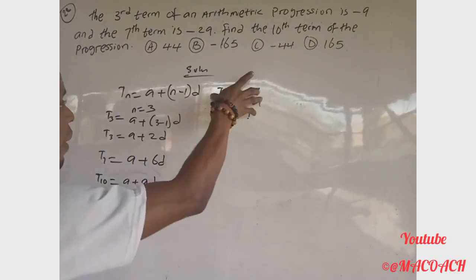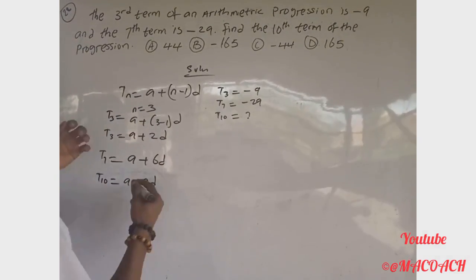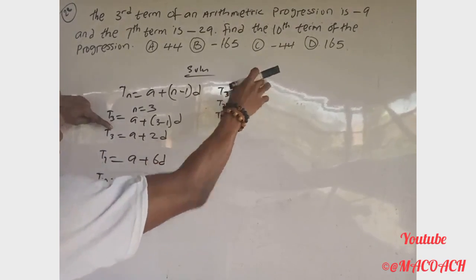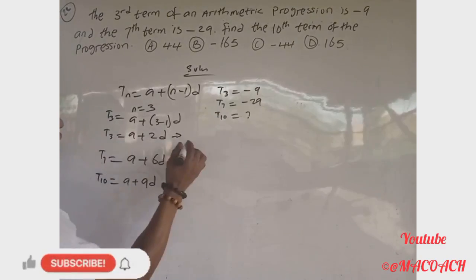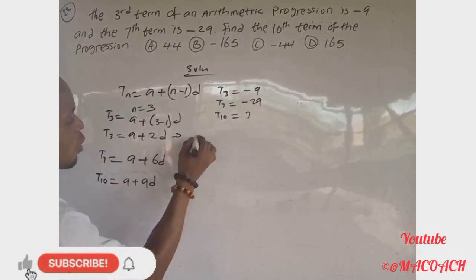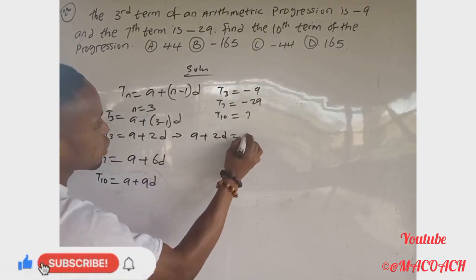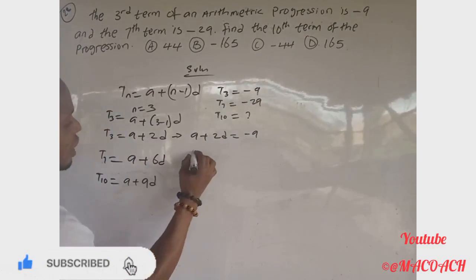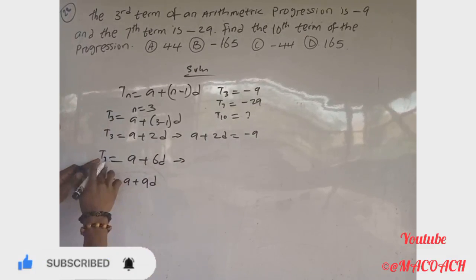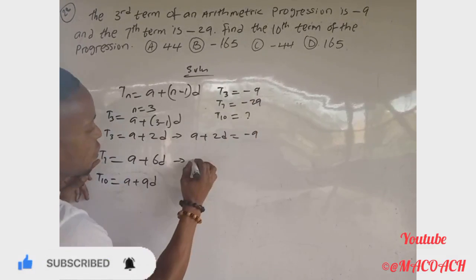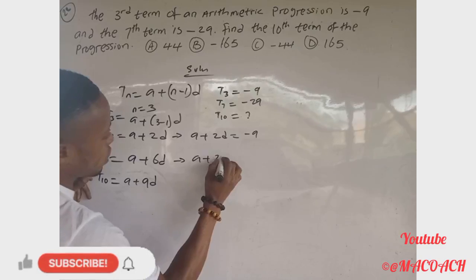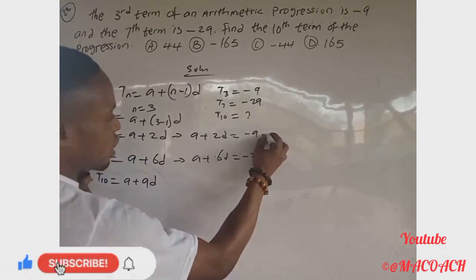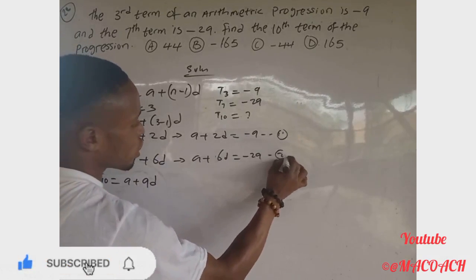So let T3 be equal to minus 9. T3 is a + 2d, equal to minus 9. For T7, we have a + 6d equal to minus 29. You can call the first one equation 1 and the second one equation 2.